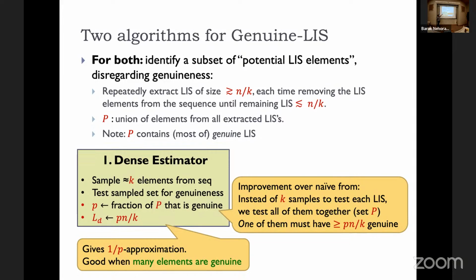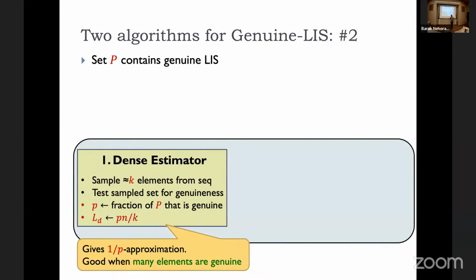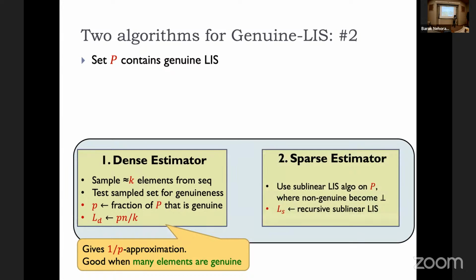So this is hence the name dense estimator. It's something that works when the genuine elements are relatively dense. The second algorithm is the sparse estimator, and the sparse estimator basically says we just run the sublinear LIS algorithm. So that would be a recursive call on the sublinear LIS. So just run the sublinear algorithm, whenever the simplification corresponds to a test of genuineness; something that is not genuine is the bottom layer of the recursion.